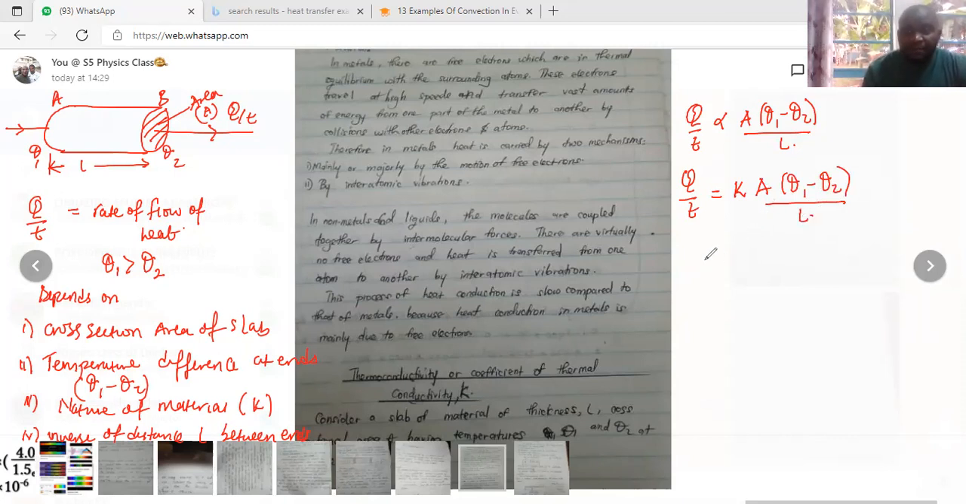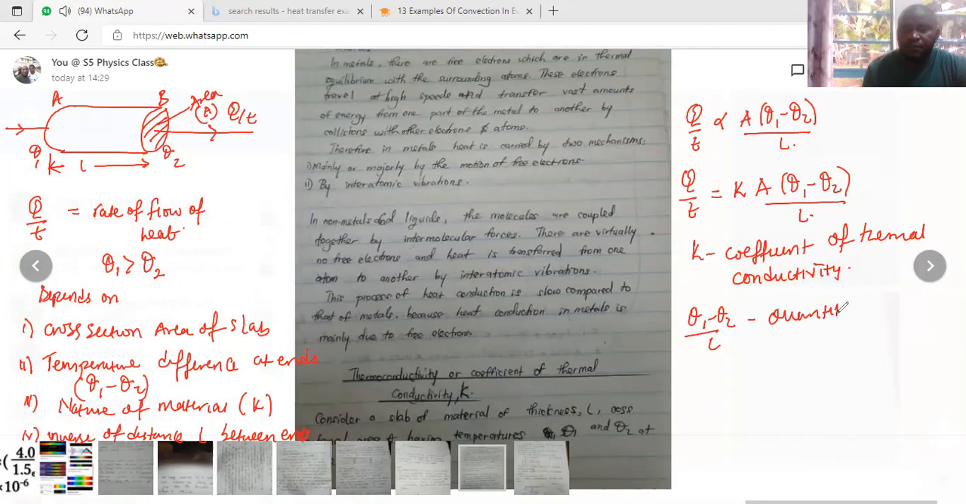With this, you can make K the subject, where K is what we call the coefficient of thermoconductivity. Then this quantity, theta one minus theta two over L, is called the temperature gradient. Its SI unit is Kelvin per meter, because the length is in meters and the temperature is in Kelvin.